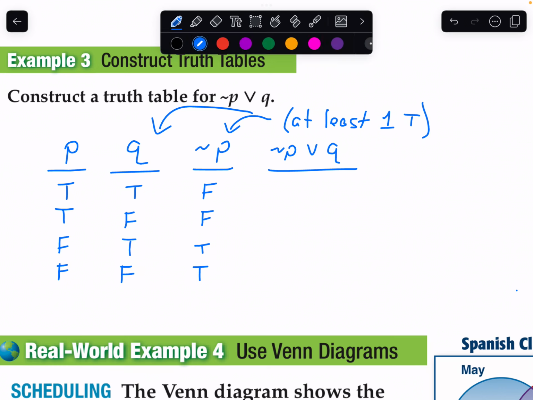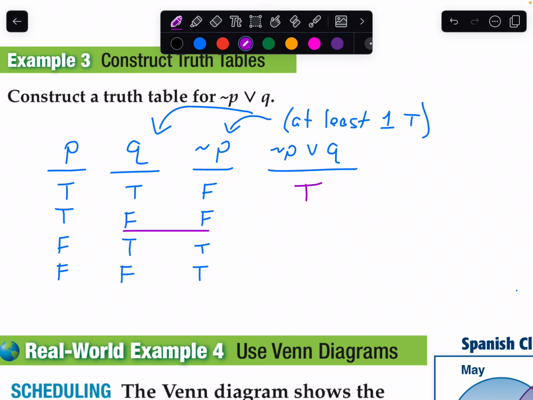So let's look here. In the first row, I have F and T. So not P or Q could be false or true. So the not P is false, Q is true. I have at least one of them. So if I get to freely choose, you must select not P or Q. Well, I could choose Q, so I can get truth out of that.